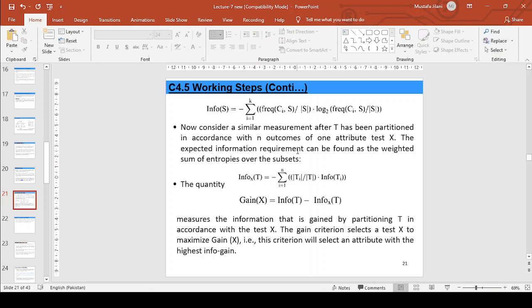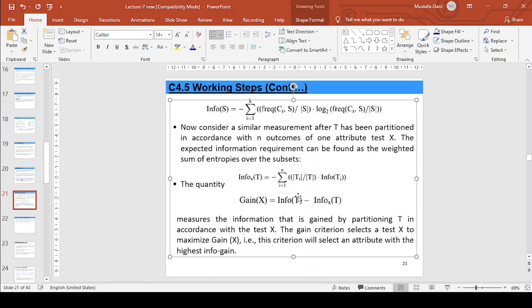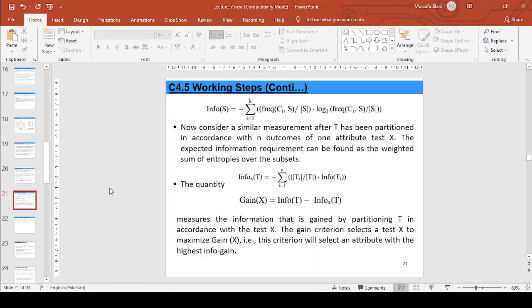The expected information requirement can be found as a weighted sum of this. So basically this is the information contained in your overall data, and the gain is the value which you want to know. If the gain is large, that means for example, if you have 3 variables, the variable showing the highest gain will be selected as the main variable to split the data into further classes.